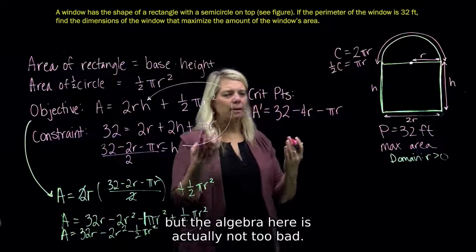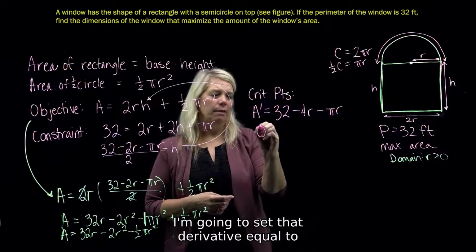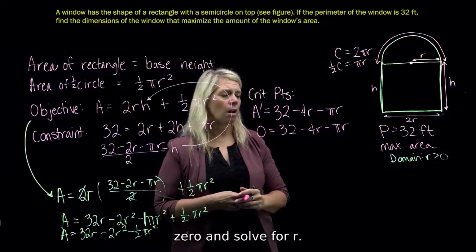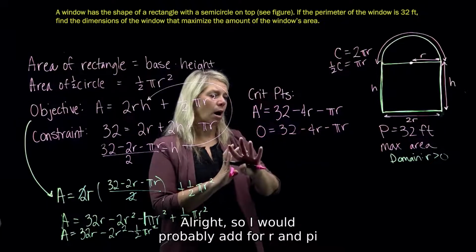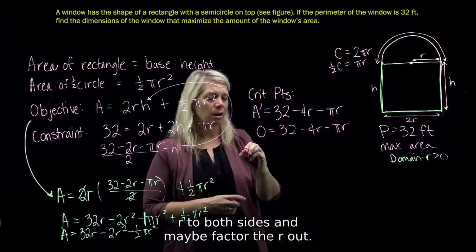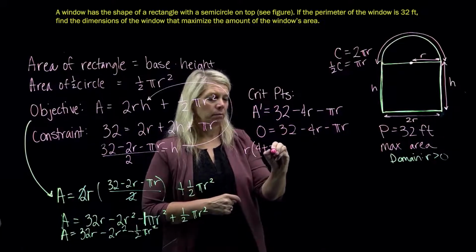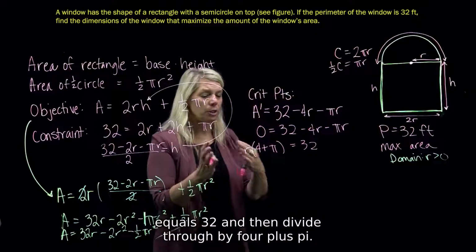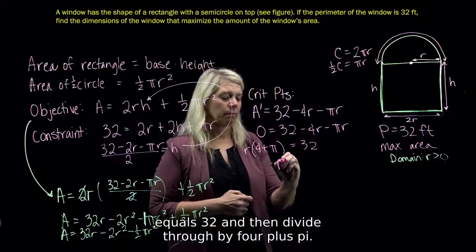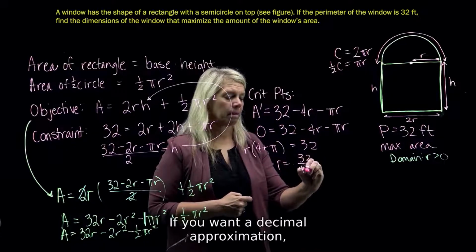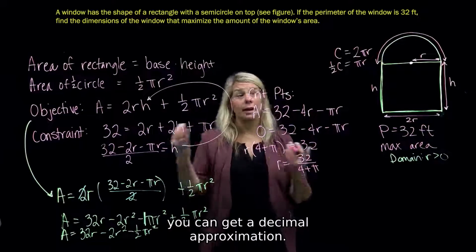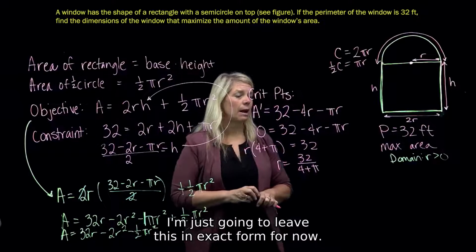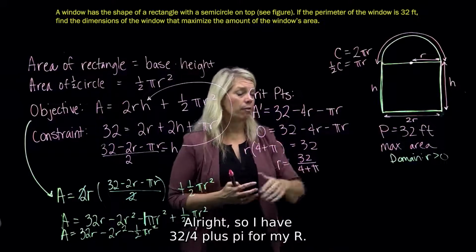It looks a little bit messy, but the algebra here is actually not too bad. I'm going to set that derivative equal to 0 and solve for r. So I would probably add 4r and pi r to both sides and maybe factor the r out. So I have r times the quantity 4 plus pi equals 32, and then divide through by 4 plus pi. If you want a decimal approximation, you can get a decimal approximation. Probably do that at the end of the problem. I'm just going to leave this in an exact form for now.